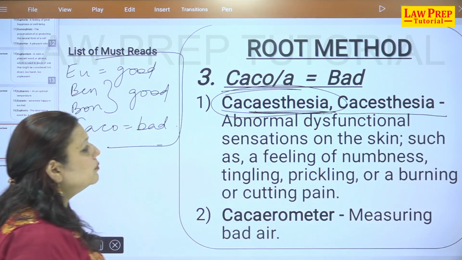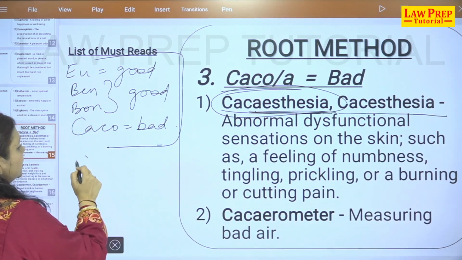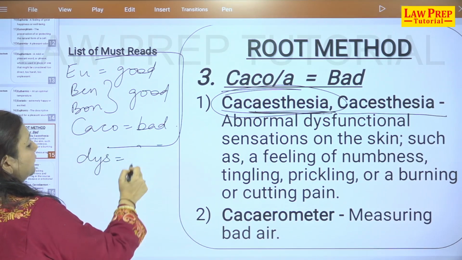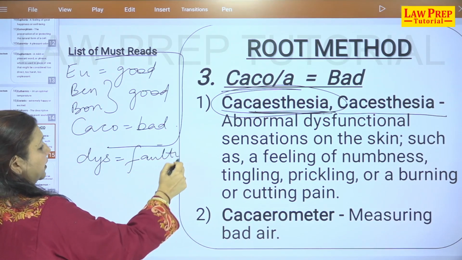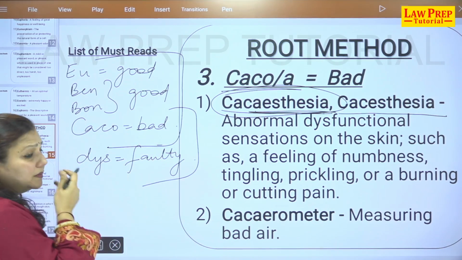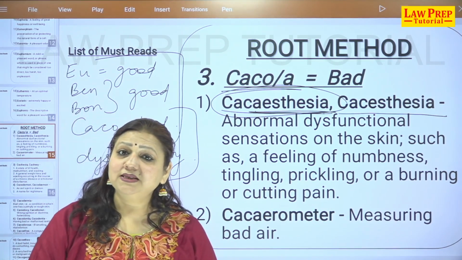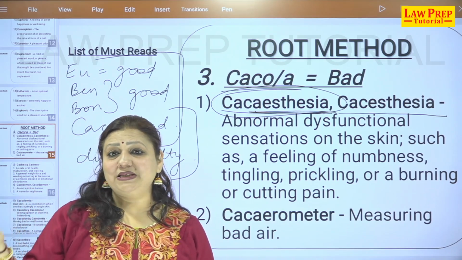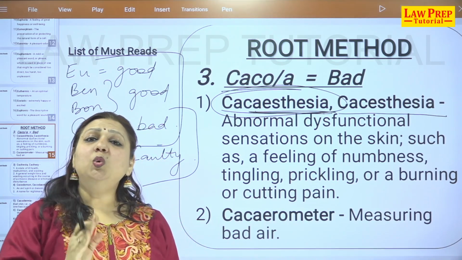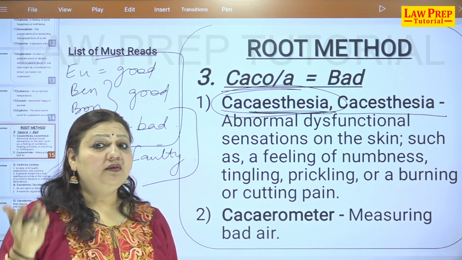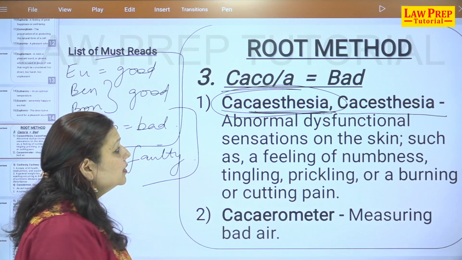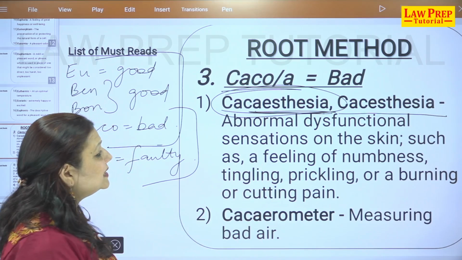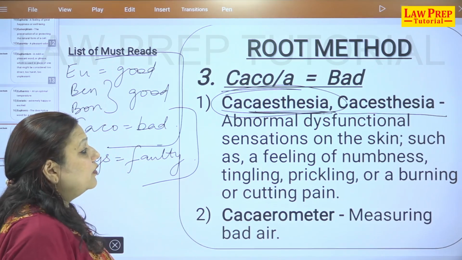Cacesthesia is abnormal dysfunction. See this root again, dys is faulty. Dyslexia, you've seen that film Taare Zameen Par? The child was suffering from dyslexia. You're reading a passage, you will come across such words, then you have to conquer these words. So this is abnormal dysfunctional sensations on the skin. There's a feeling of numbness.